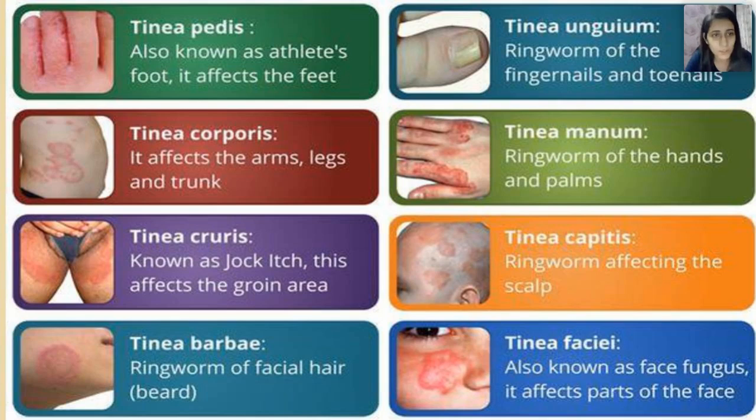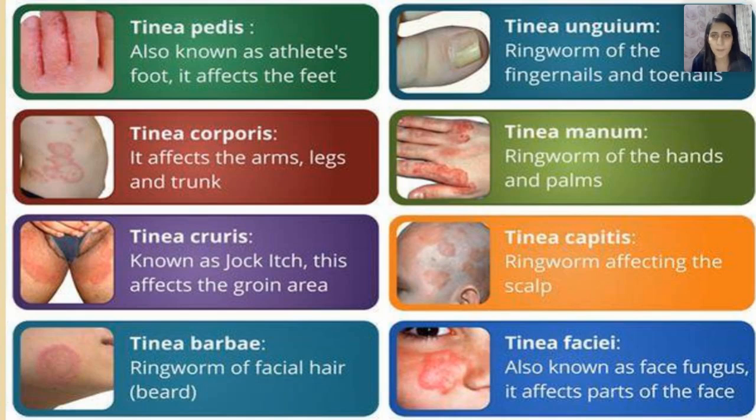You can see tinea corporis, which affects the arms, the legs, or the trunk. Wherever in different parts of the body, over the abdomen or the back or the legs, this is the form of tinea corporis, which occurs commonly and affects the skin of the body. And then you can see the groin region, tinea cruris, the third picture, also known as jock itch. When ringworm occurs over the groin area, it is termed tinea cruris.